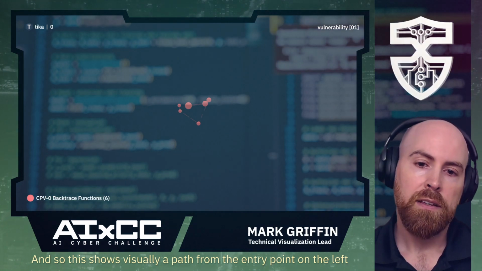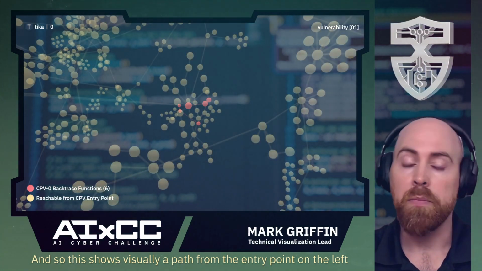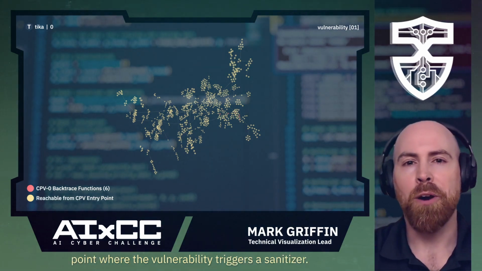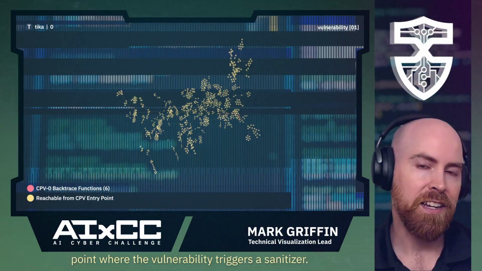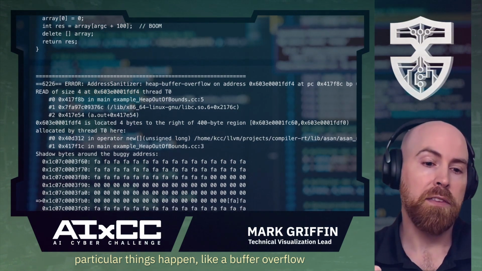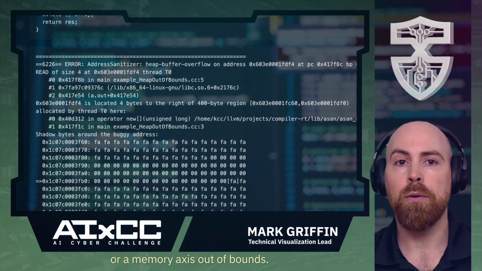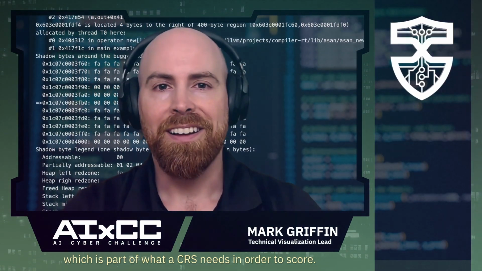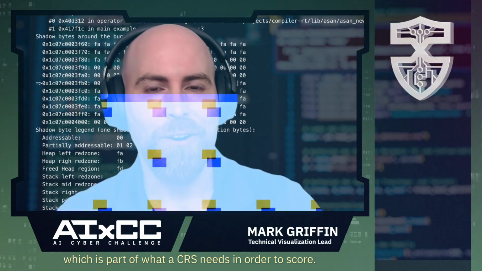And so this shows visually a path from the entry point on the left through the code all the way to the point where the vulnerability triggers a sanitizer. The sanitizer is a special instrumentation that detects when particular things happen, like a buffer overflow or a memory access out of bounds. And so triggering a sanitizer is a proof of vulnerability, which is part of what a CRS needs in order to score.